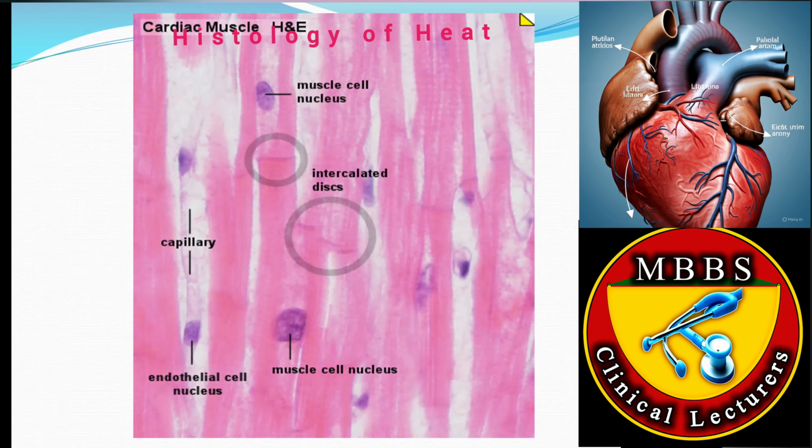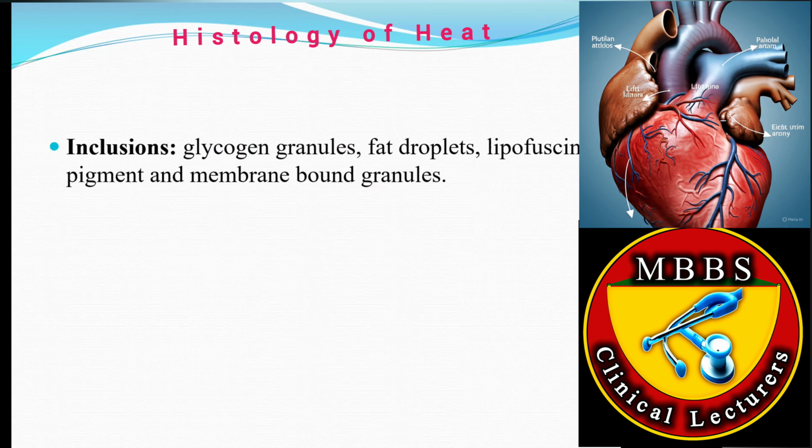In this diagram also, with H and E, hematoxylin and eosin dye, we can see the centrally placed oval nucleus, and then we can see the intercalated disc, which is in between the end-to-end muscle fibers. Then we can also see the muscle cell nucleus, the endothelial cell nucleus, and the capillaries going in between these fibers. Inclusions contain mostly glycogen granules, fat droplets, lipofuscin pigment, and membrane-bound granules.